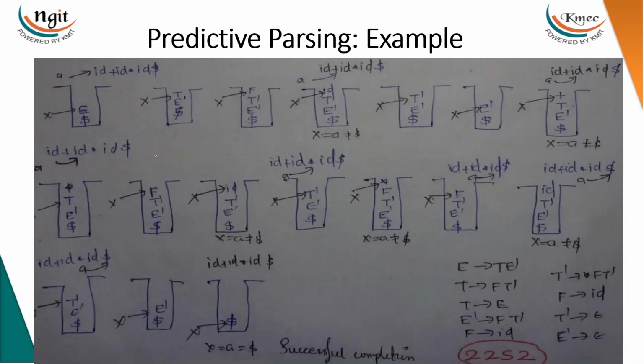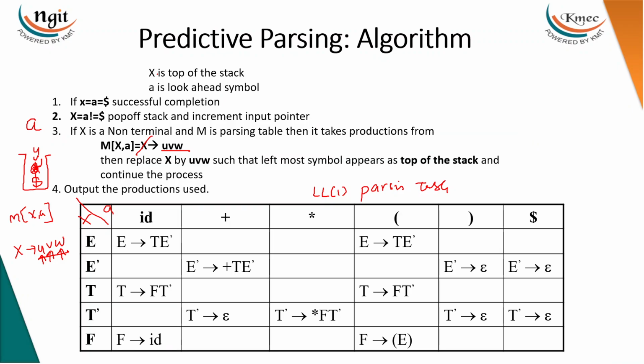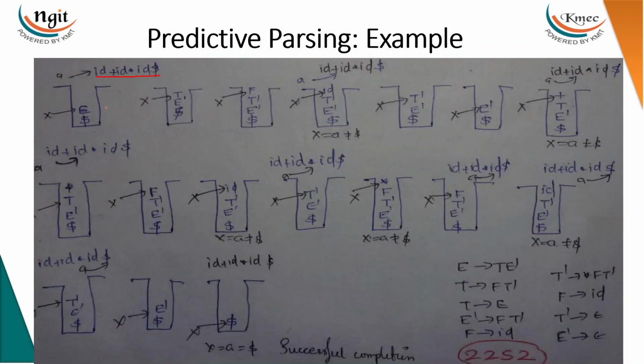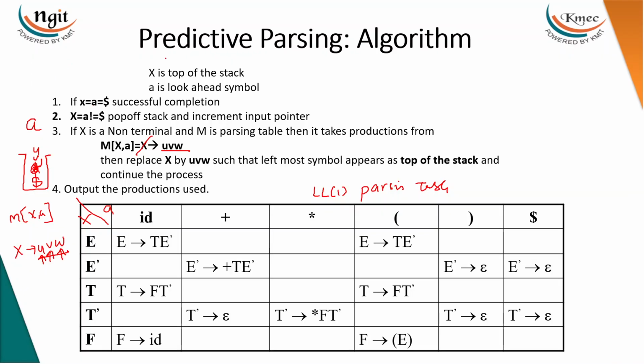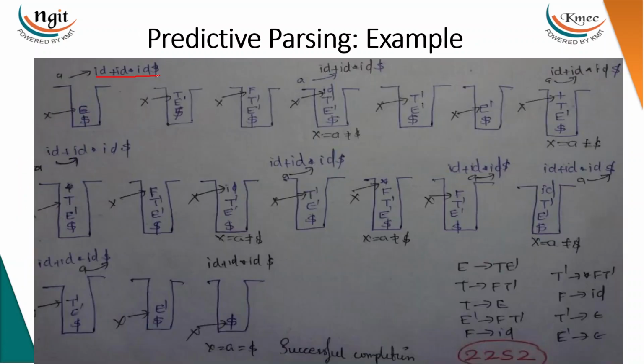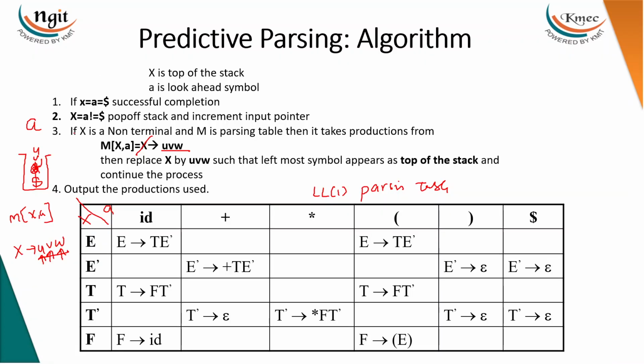Let me go with a string here. Our input string is ID plus ID star ID dollar, and I'm going to take it from this table. Initially the stack contains dollar and the starting symbol on top, as I mentioned. Now X is E and the input is ID, so we take the production from M of E comma ID. What is the production in M of E comma ID? E tends to TE dash.